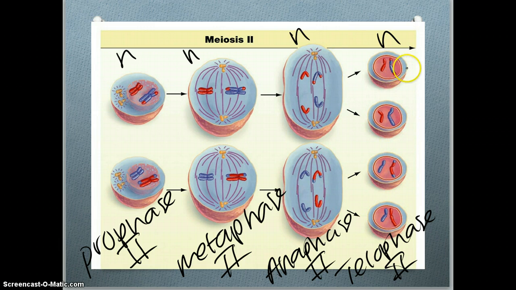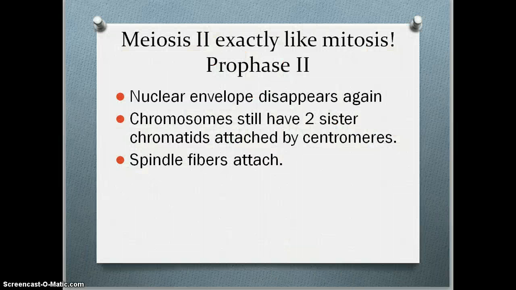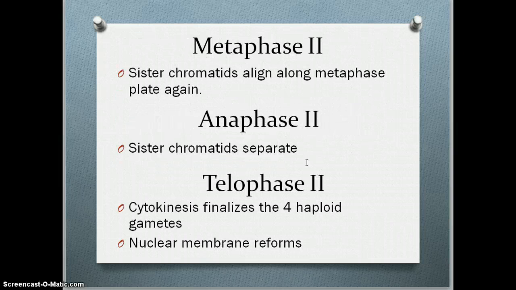with unreplicated chromosomes. So let's go through this just to get your notes down. Meiosis 2, exactly like mitosis. Prophase 2, the nuclear envelope is going to disappear. Chromosomes still have 2 sister chromatids attached by centromeres. And then the spindle fibers are going to attach. Metaphase 2, sister chromatids are on the metaphase plate. Anaphase 2, sister chromatids are going to separate. And telophase 2, cytokinesis is going to finalize the 4 haploid gametes. You'll have nuclear membranes reform, and you are pretty much good to go. So this is the process of meiosis.